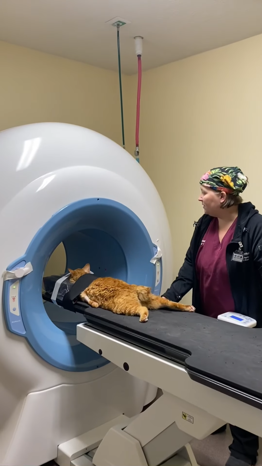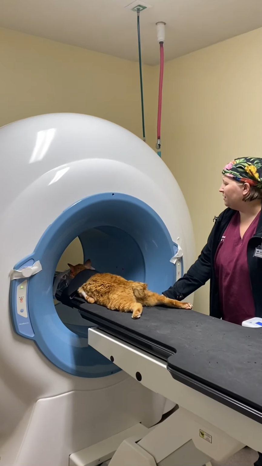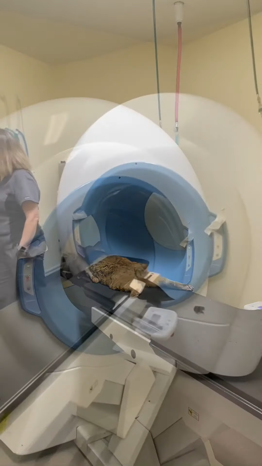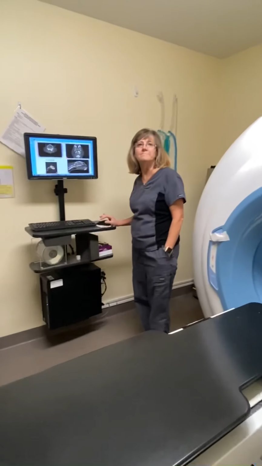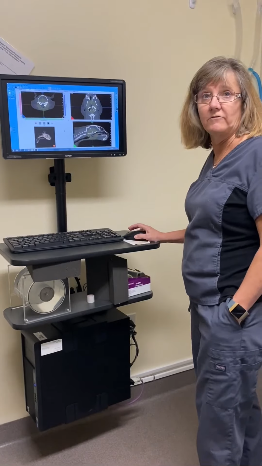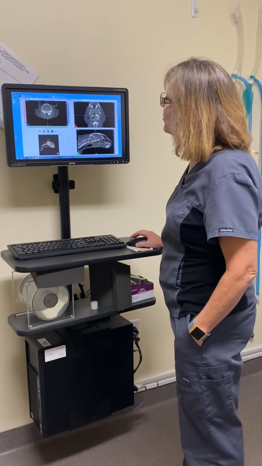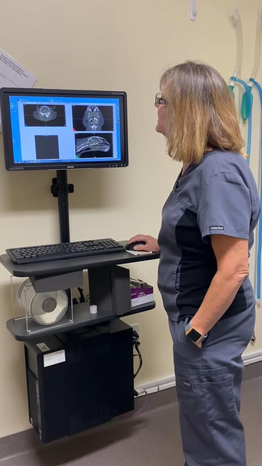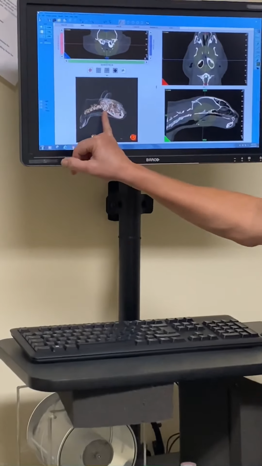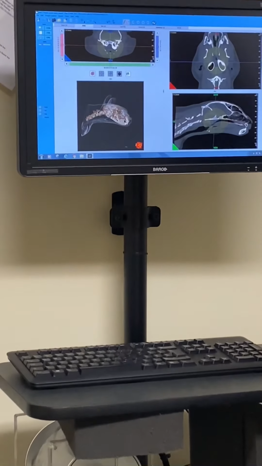Okay, here we are taking Captain into the CT scanner, and we'll see what's going on in his skull. So this is the CT scan of our patient's head. What we're looking at here is we're really wanting to look at that part of the bulla, or this part right down here at the base of the skull.